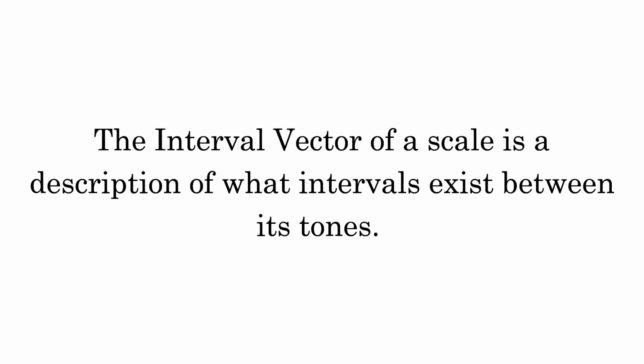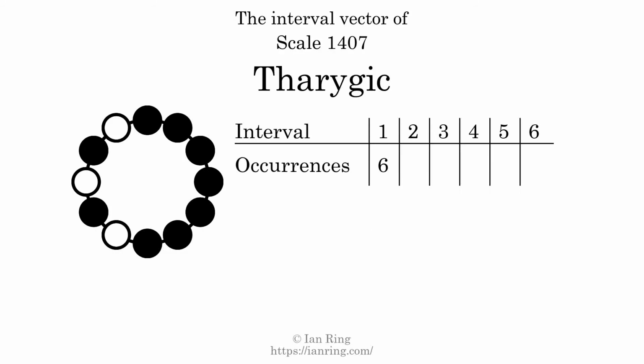The interval vector of a scale is a description of what intervals exist between its tones. There are 6 intervals with the size of 1 semitone. They are here, here, here, here, here, and here. There are 8 intervals with the size of 2 semitones. They are here, here, here, here, here, here, here, and here.